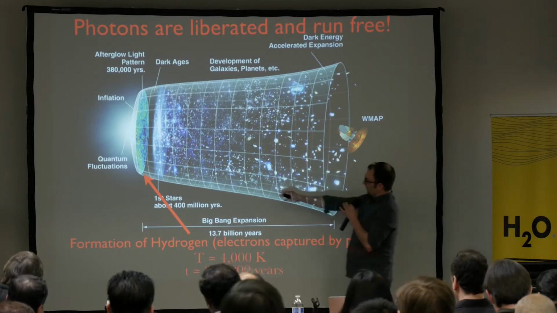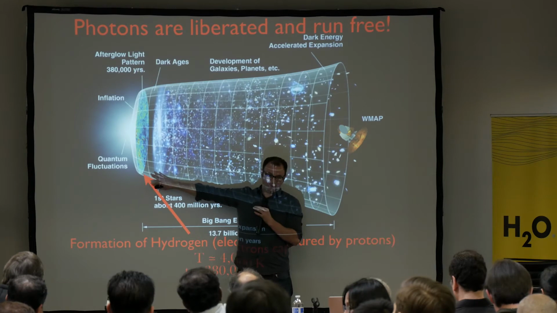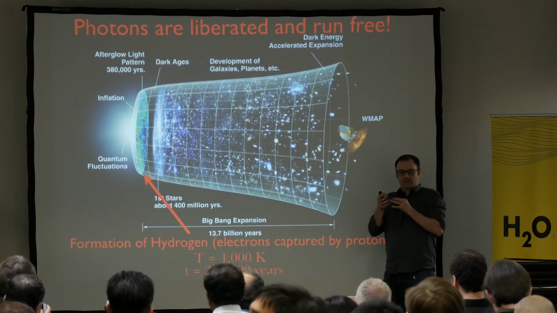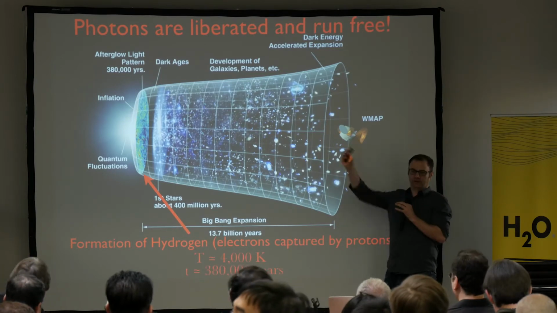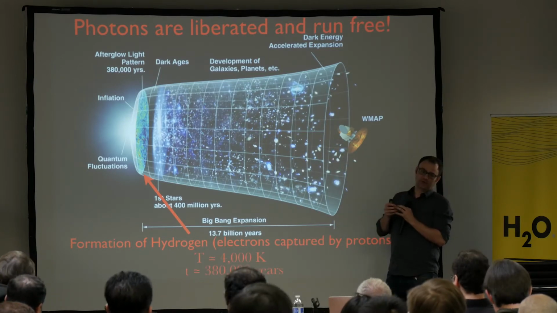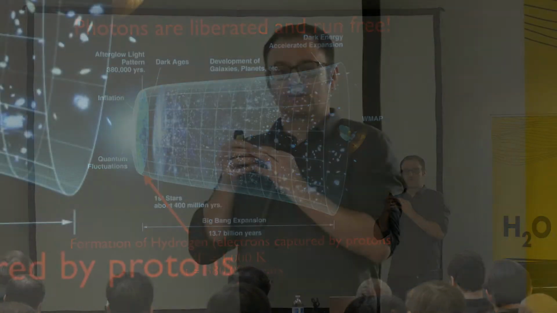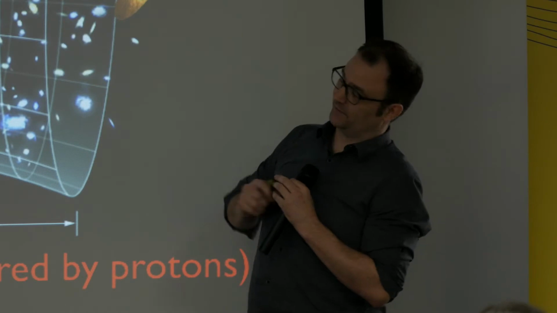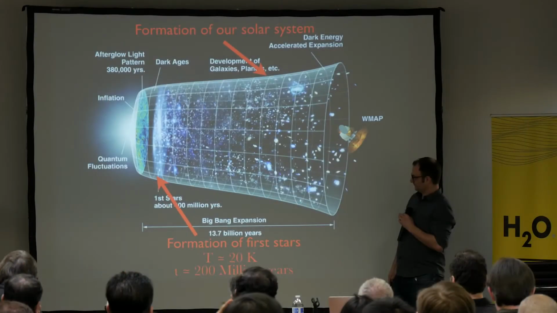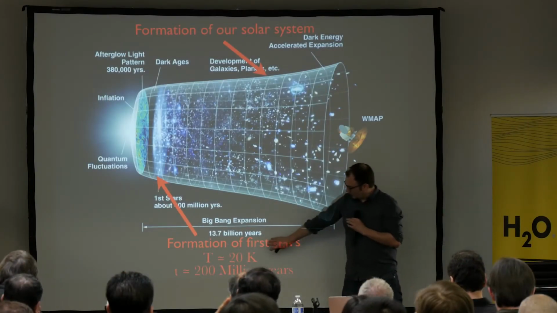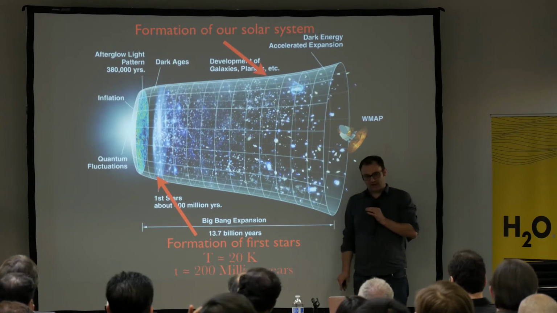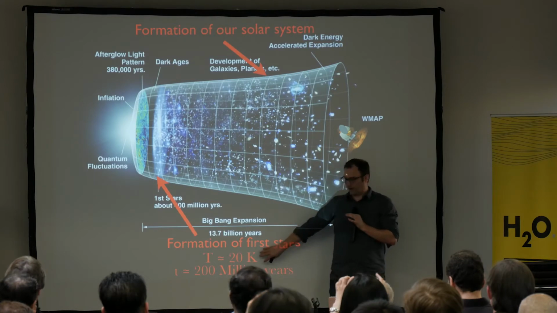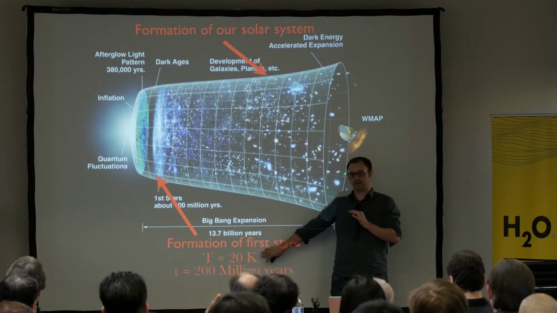And then, like I said, 380,000 years after the Big Bang, the plasma in the universe expanded and cooled to the point that electrons got captured onto protons to form hydrogen, which is electrically neutral, so the photons could then roam free through the universe. The photons became liberated. Okay, and then it took 200 million years in order to form the first stars, roughly. And so the universe had to expand for quite a ways and cool off to about 20 degrees Kelvin.